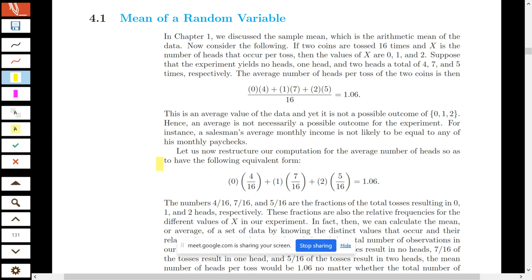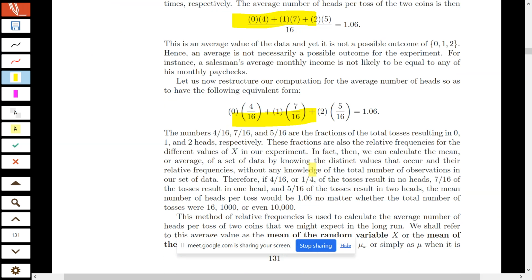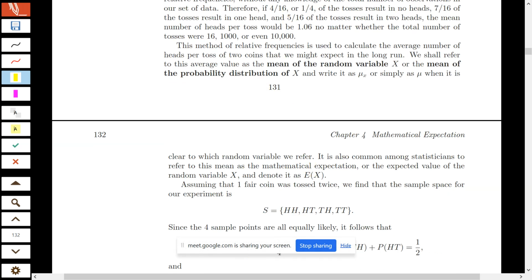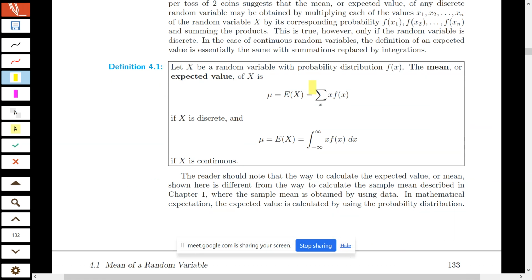You can read this yourself because this is exactly what I told you. Instead of using fixed numerical values, I gave you a general picture, and the mean of a random variable. You can also call it the mean of the probability distribution or the expected value of the random variable. There are different ways of saying the same thing: expected value of X, mean of the distribution, mean of X, and we can simply write it E of X. E is for the expected value, and this will be the formula.